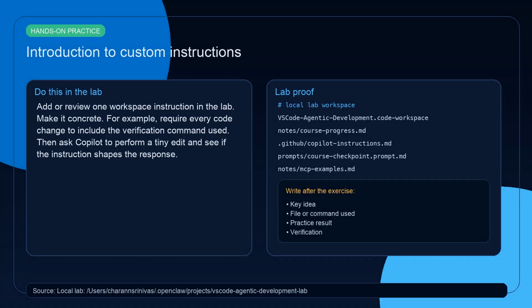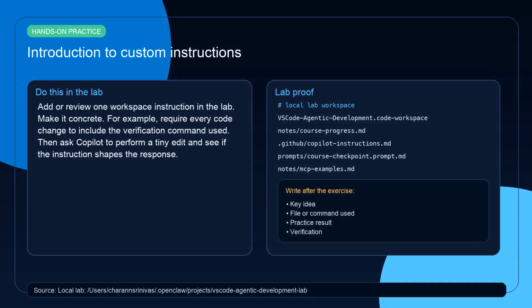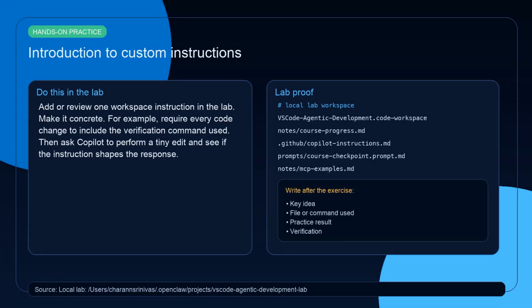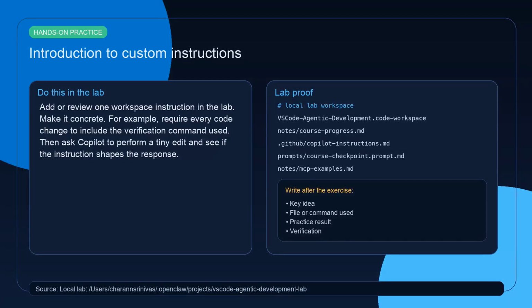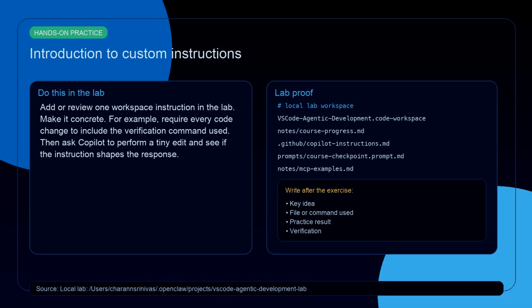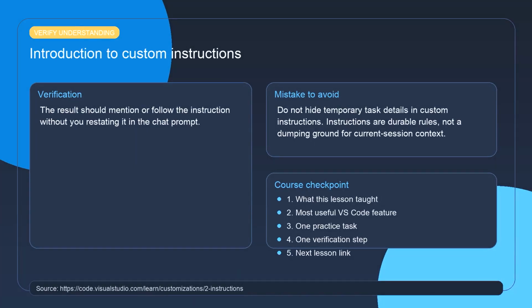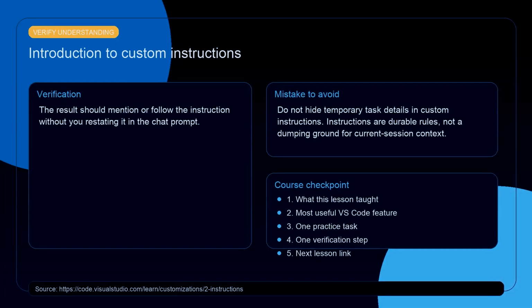Now make it practical. Add or review one workspace instruction in the lab. Make it concrete. For example, require every code change to include the verification command used. Then ask Copilot to perform a tiny edit and see if the instruction shapes the response. Your verification step is this. The result should mention or follow the instruction without you restating it in the chat prompt.